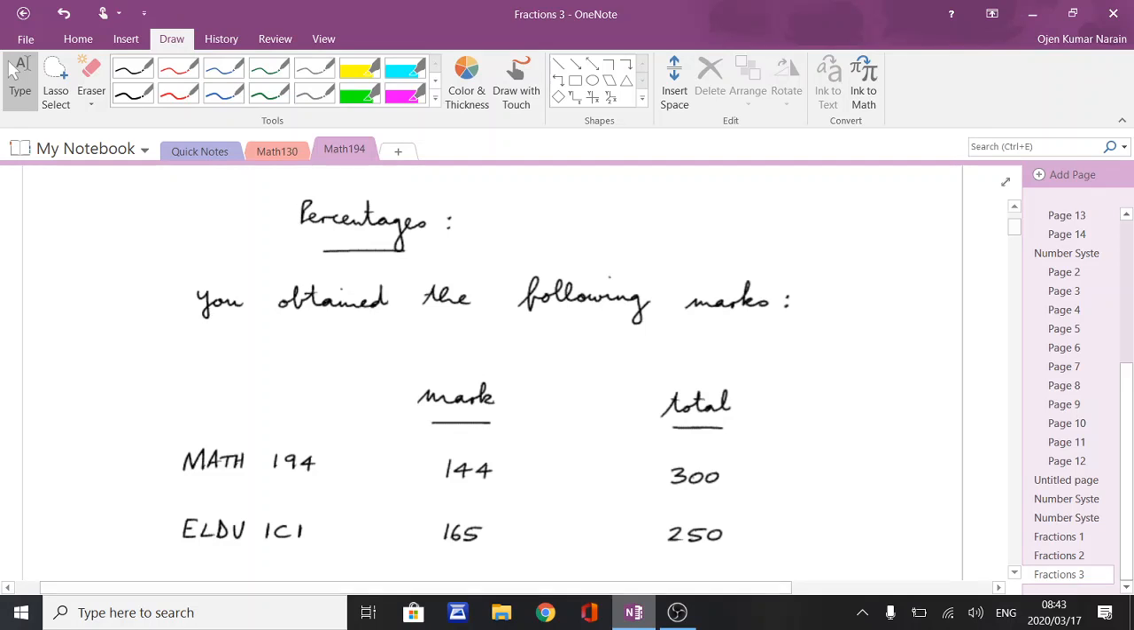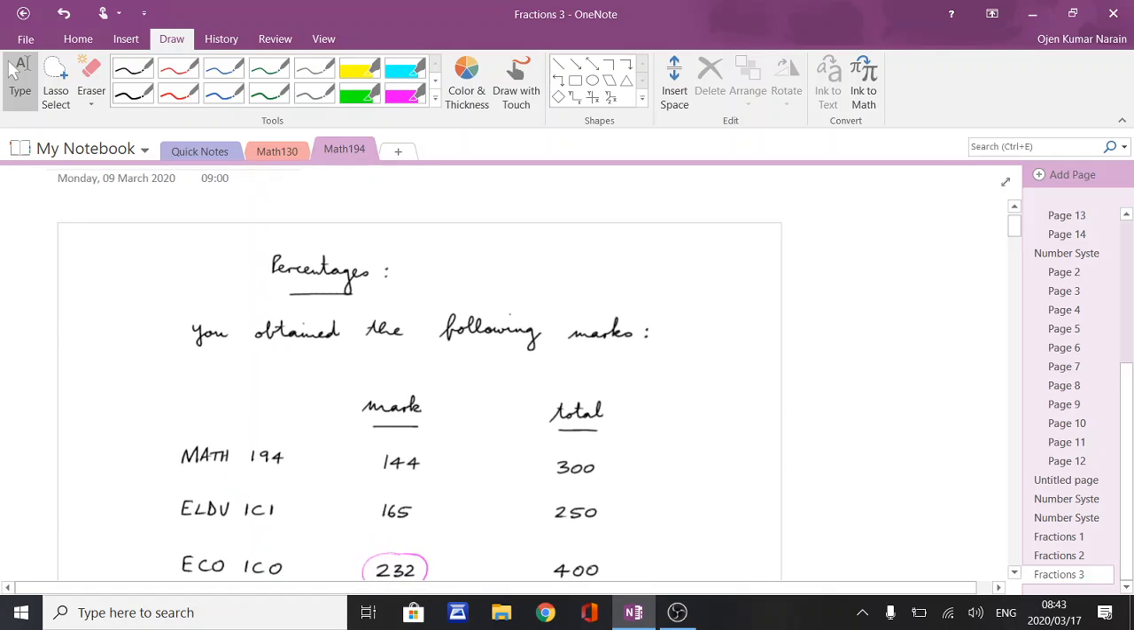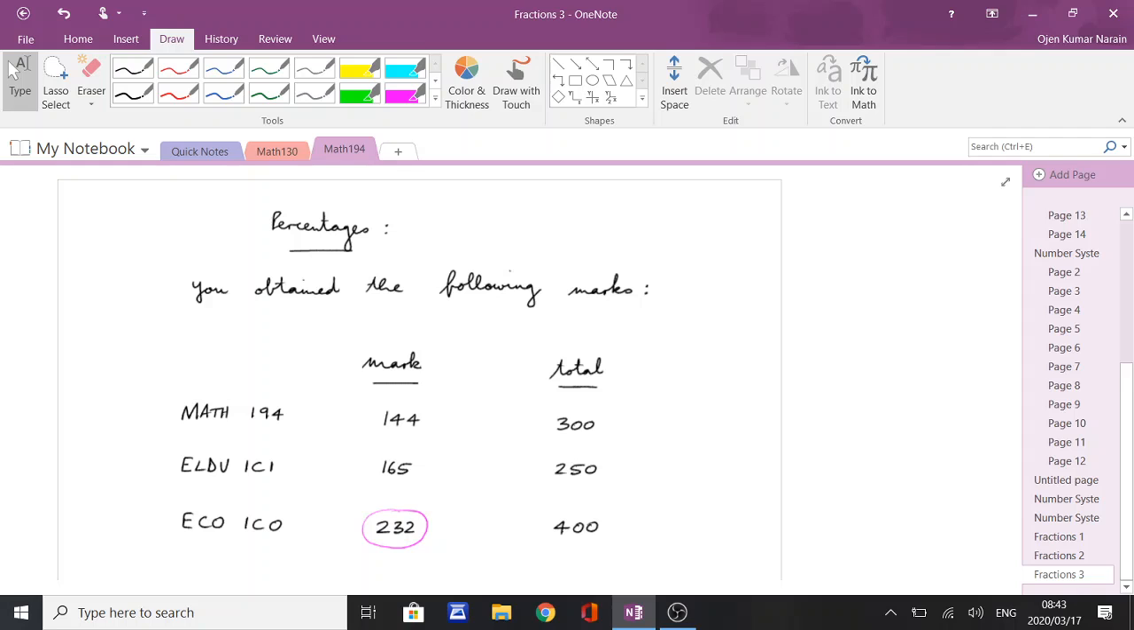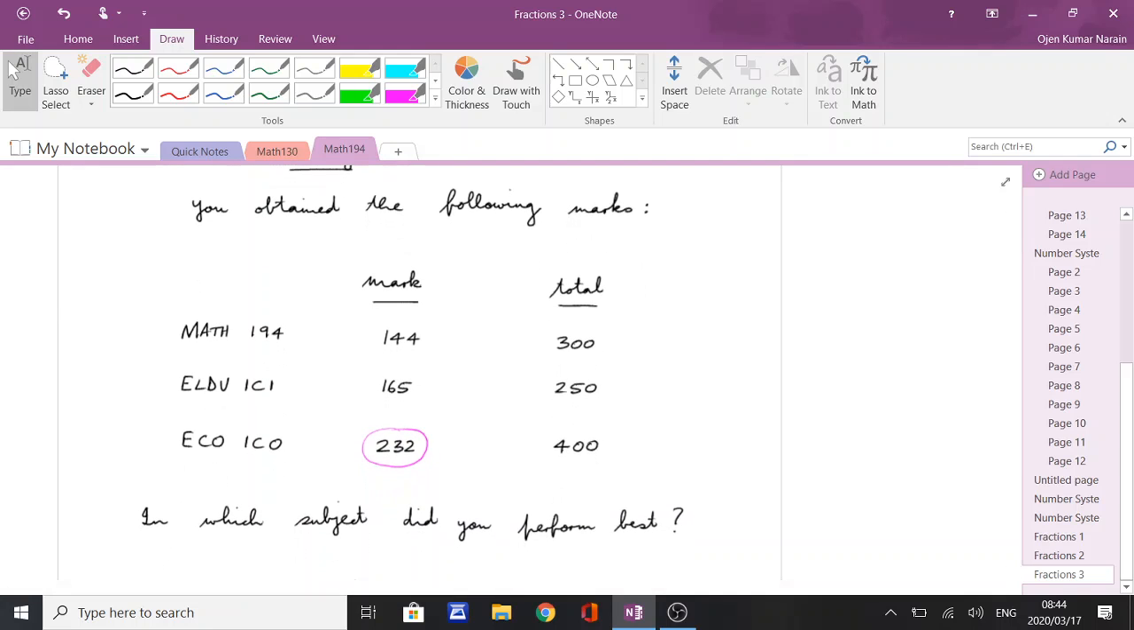So now we're looking at lesson 3 in fractions, and more specifically we're going to do percentages. So here we have an example. You obtain the following marks. For Maths 194, out of 300 you had 144, ELDU, ICI 165 out of 250, Eco, ICO, you had 232 out of 400. In which subject did you perform the best?